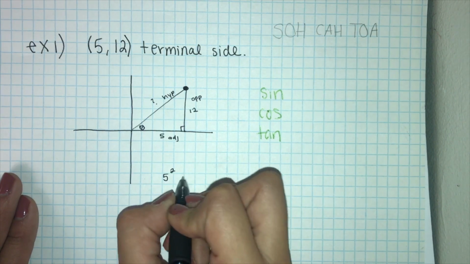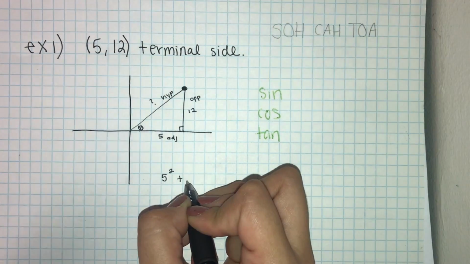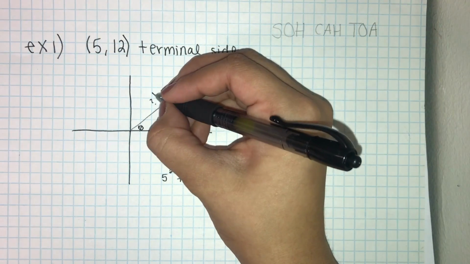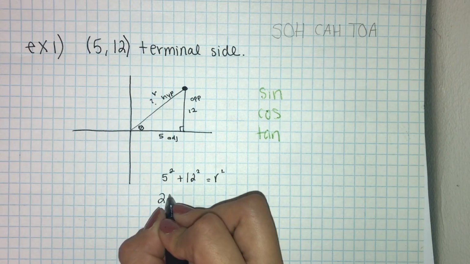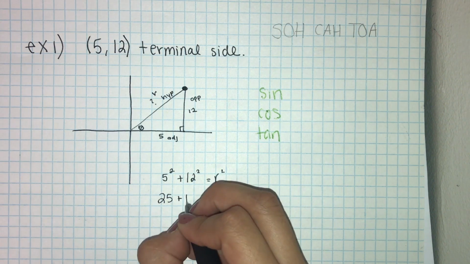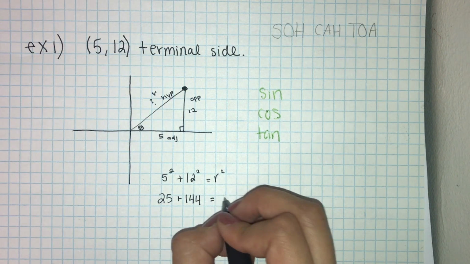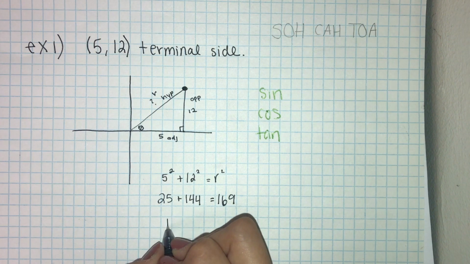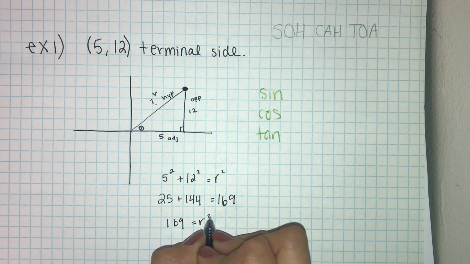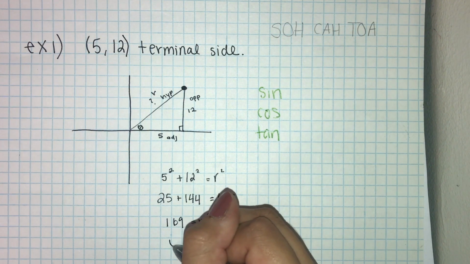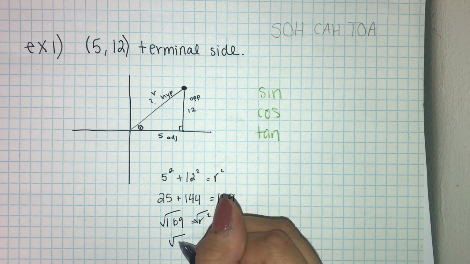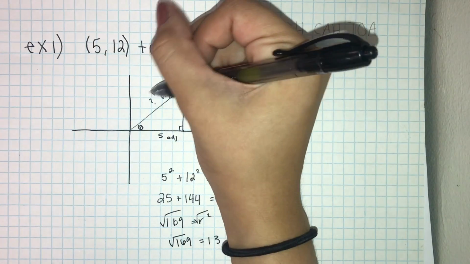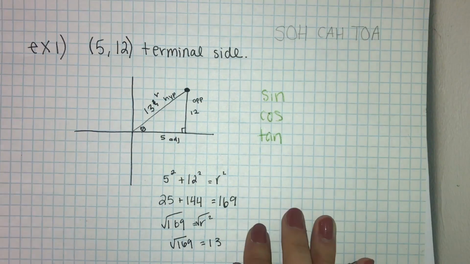So I'm going to do 5 squared plus 12 squared equals r squared. I'm just going to go ahead and label that side r just to give it a value. So we know 5 squared is 25 plus 12 squared, which is 144, and that's going to equal 169. And so then we just do the square root because we can't have a squared value. And so then we figure out that the square root of 169 is 13. You can just put that in your calculator. So we know our hypotenuse value is 13.